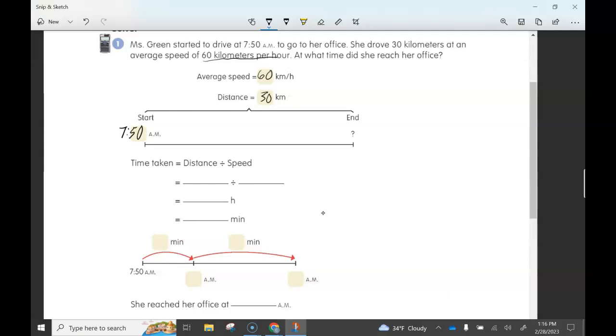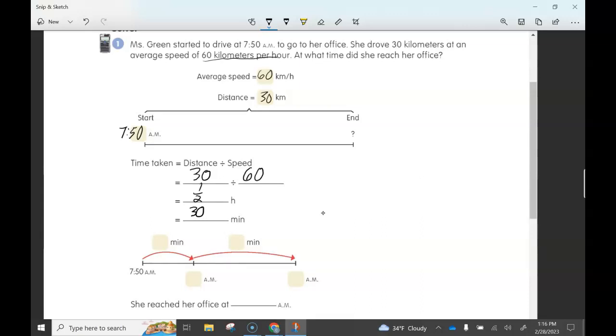Okay, so what we're going to do is think about the time that it took her. And so in order to find the time taken, we take the distance and we divide it by the speed. So we think about the distance, 30 kilometers, divided by the speed, which is 60 kilometers per hour. Okay, so we can see 30 divided by 60. That's going to give you 0.5 or 1/2 of an hour. So we can see there that it's going to take her 30 minutes. Okay, so it's going to take her 30 minutes to drive to the office.